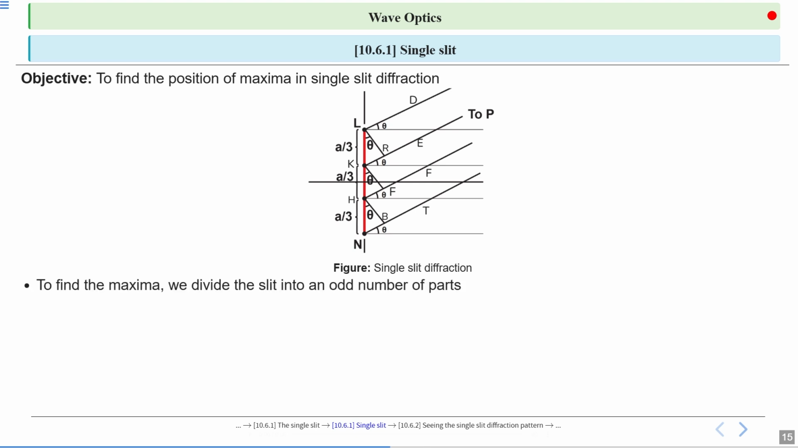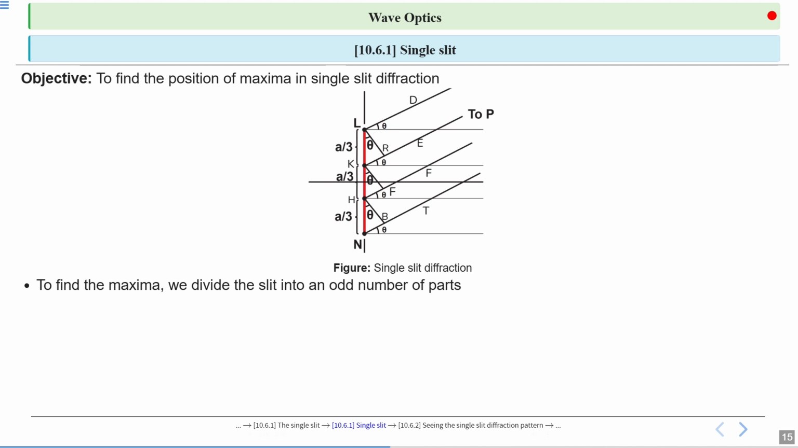So let's dive deeper into finding the maxima. To do this, we divide the slit into an odd number of parts. This division helps us analyze how light waves from different sections of the slit interfere with each other. We will consider that the path difference between the wavelets originating from every section should be lambda by 2. Then wavelets originating from two parts of this slit will interfere destructively, and it will result in zero intensity.